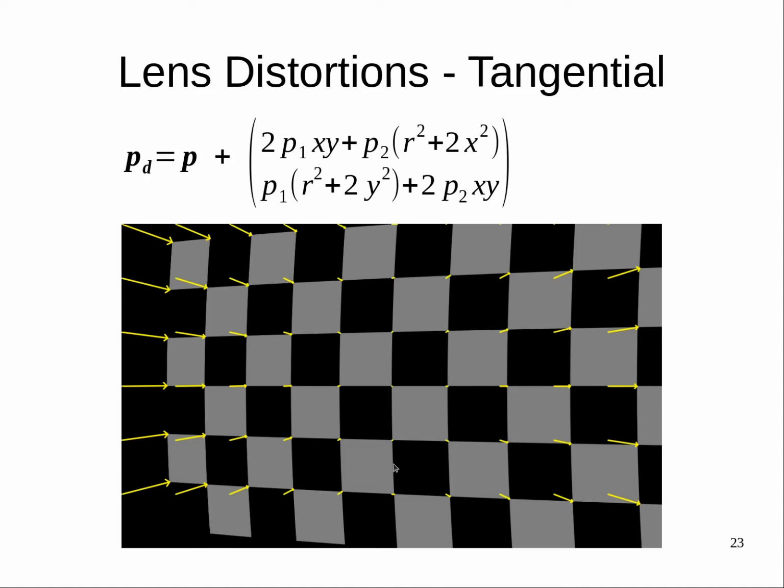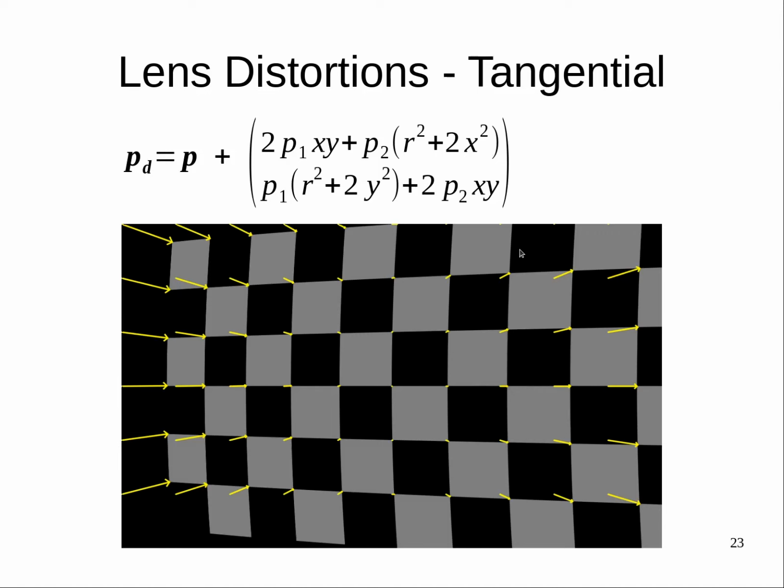And this is exactly the effect that this distortion tries to model, namely that the image plane and the lens is not properly aligned, that there's some angle between them. This typically happens if there's a bad build quality of the camera, then things are not really well aligned, and then you have this distortion.